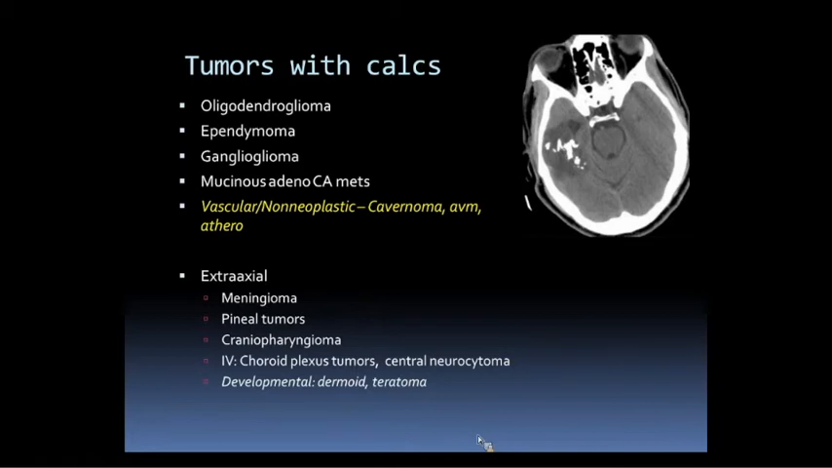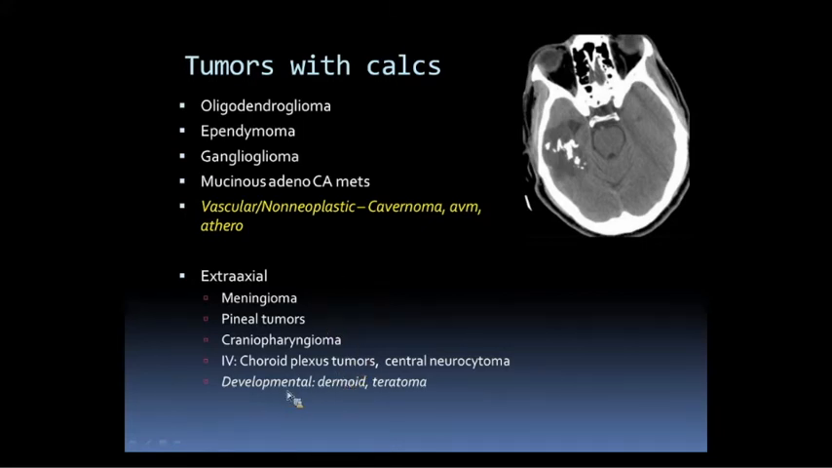And then there are certain tumors that are known for having calcifications. The most classic are oligodendroglioma, ependymoma, and ganglioglioma. Mucinous adenocarcinoma metastases can also calcify. So there are just things to keep in mind. If it's really a focal lesion, then you can potentially have a tumor as well with calcification. Certain extra-axial lesions also typically have calcifications as well.